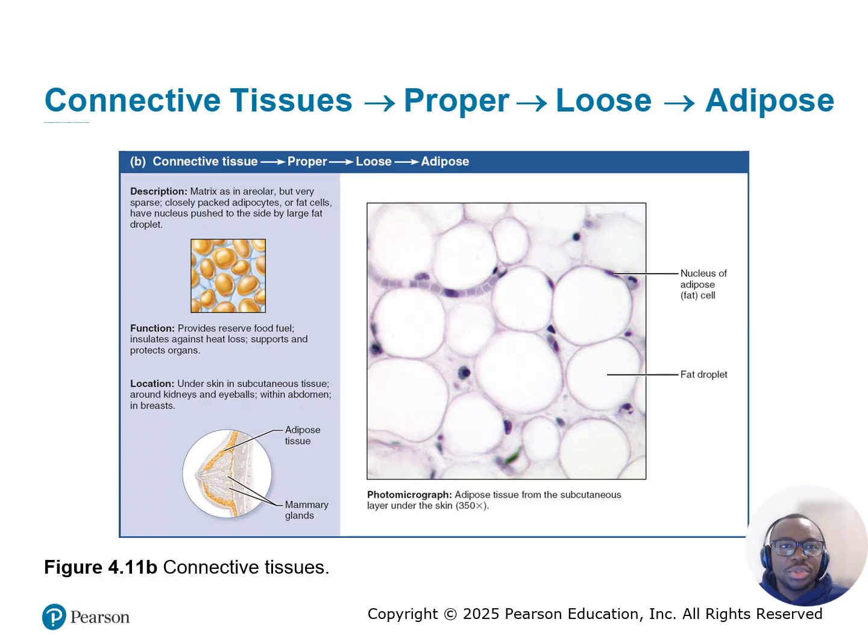Next is adipose tissue. Adipose tissue is very similar to areolar connective tissue, but with a very sparse matrix. Adipose tissue has densely packed fat cells called adipocytes. Large fat droplets within the cell push the nucleus to the side. The functions of adipose tissue include providing reserve fuel, insulating against heat loss, and supporting and protecting organs. It is found under the skin in subcutaneous tissue, around kidneys and eyeballs, and within the abdomen and breast.